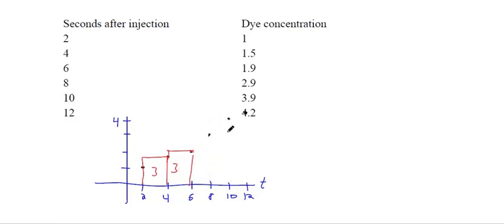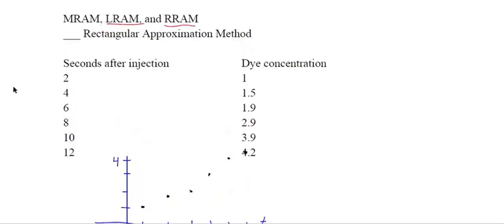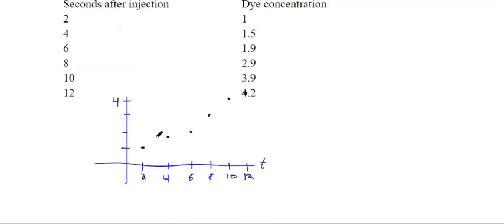So that's right rectangle. Look, if you try to do MRAM, what's the middle? We don't have a data point here. So with discrete data like this, you often can't do MRAM because you don't know what the middle point is. You could do MRAM if you used subintervals of length 4, right? Because this would be the middle point, and that would be the height. So 6 to 10 would be our next subinterval. We use the middle point, but we can't do it if we're using subintervals of 2.